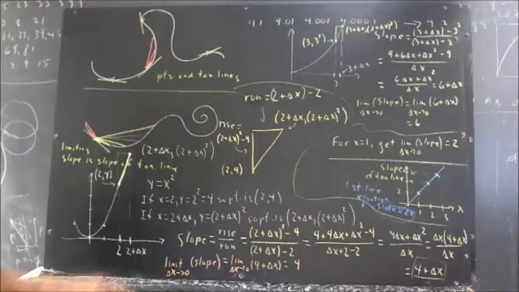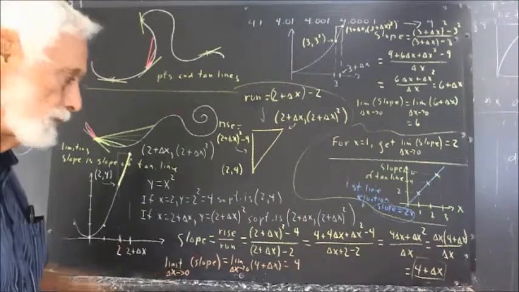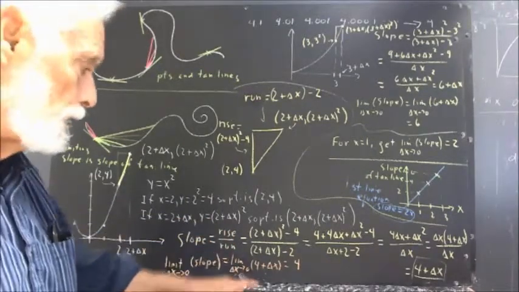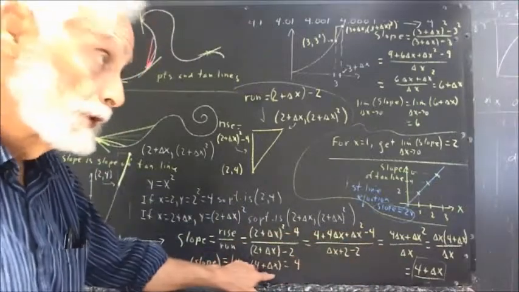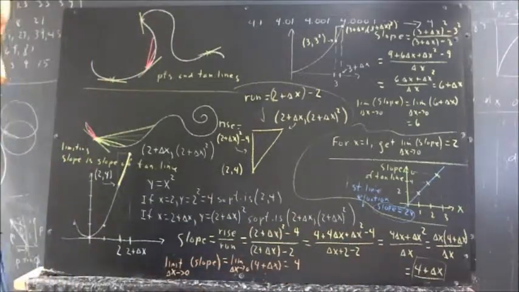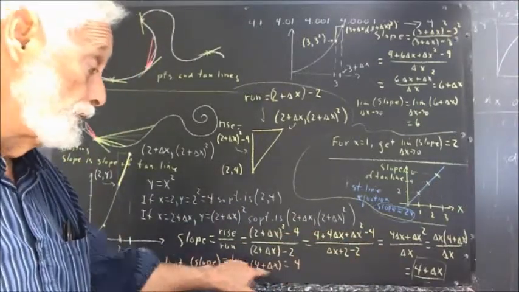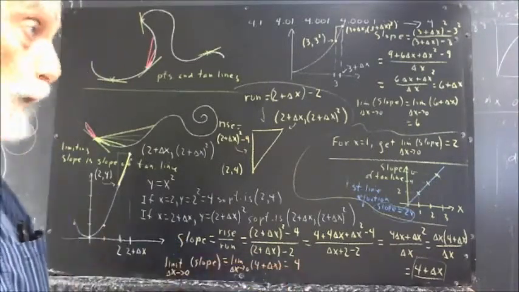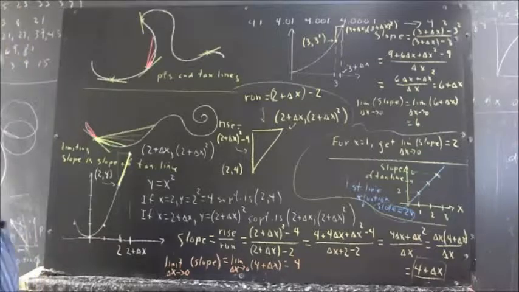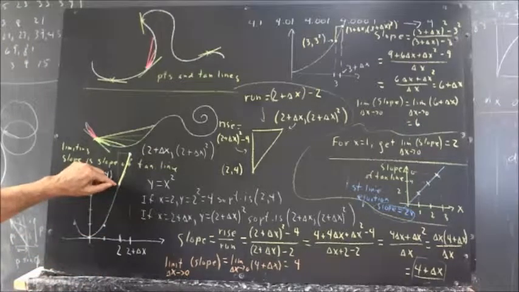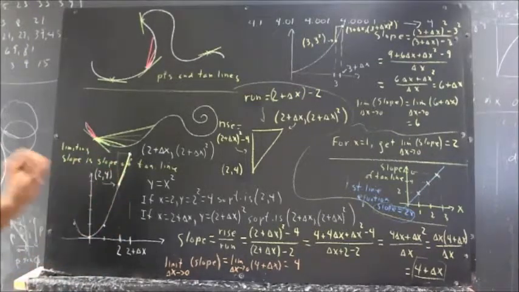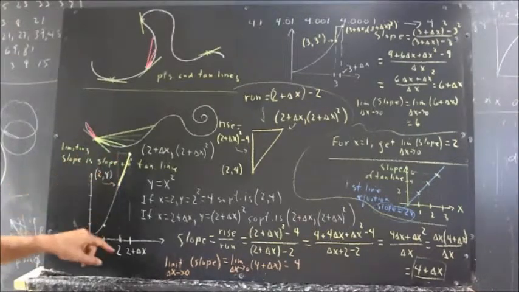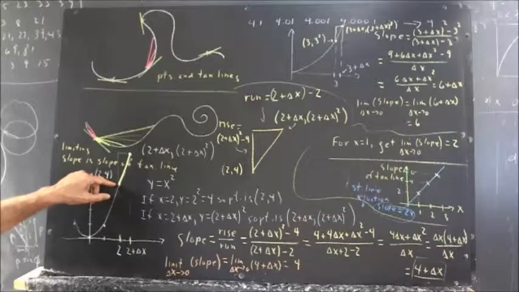So, what's the limit as delta x goes to 0 of the slope? Well, that's the limit as delta x goes to 0 of 4 plus delta x, which is the slope. And as delta x goes to 0, it should be pretty clear that 4 plus delta x is going to approach 4. So the slope of this tangent line of the y equals x squared graph at the x equals 2 point should be 4.